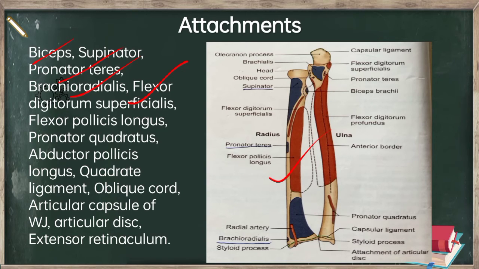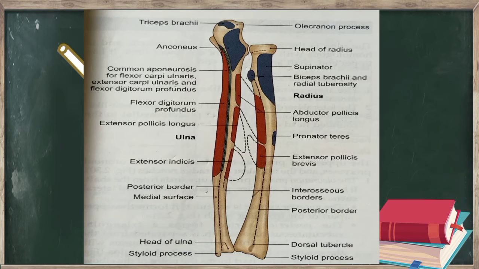Moving further to pronator quadratus. Pronator quadratus is inserted into the lower part of the anterior surface and into the triangular area on the medial side of the lower end. So this over here is pronator quadratus. Moving further to abductor pollicis longus and extensor pollicis longus.